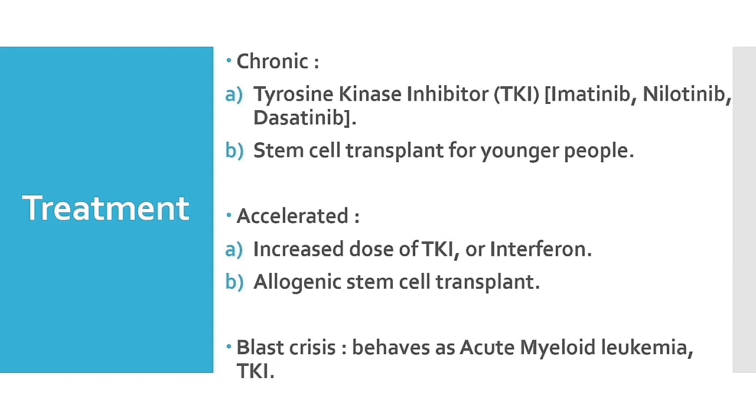Now coming to the accelerated phase, one can be given an increased dose of tyrosine kinase inhibitor or interferon, and can also be treated with an allogeneic stem cell transplant. And in case of the blast crisis phase, which behaves almost like acute myeloid leukemia, the treatments are also the same, and they can also be treated with a higher dose of the tyrosine kinase inhibitor, and it is only dependent upon the type of treatments that the patient has been given.